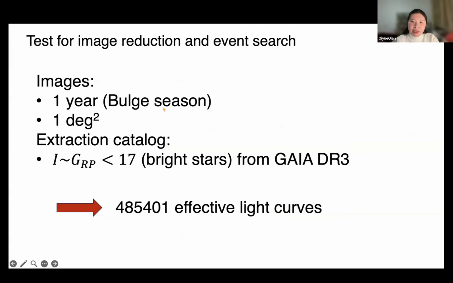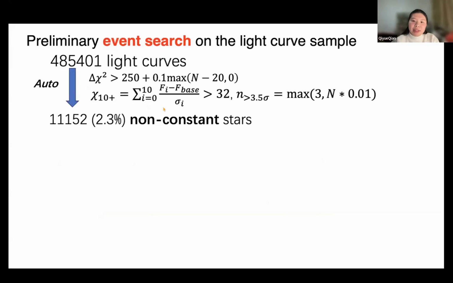So currently, we have tested our pipeline on 1 year, 1 square degree KMTNet images and extracted the stars brighter than 17 magnitude. We got nearly 500,000 effective lightcurves in total. And we preliminarily searched this lightcurve sample.